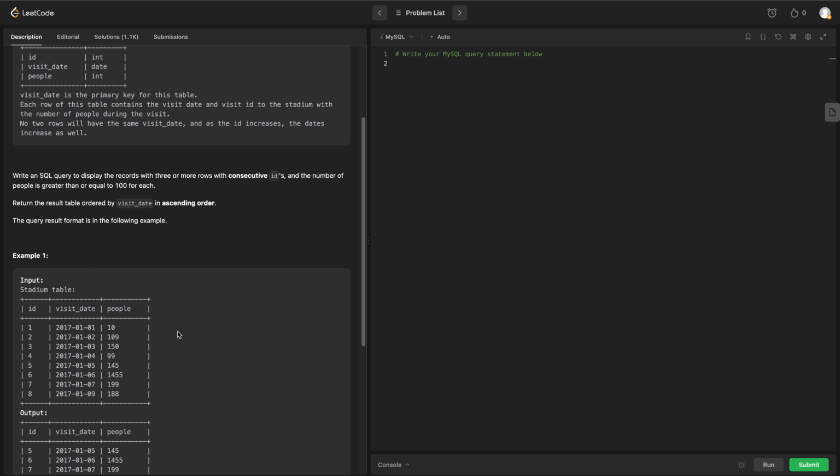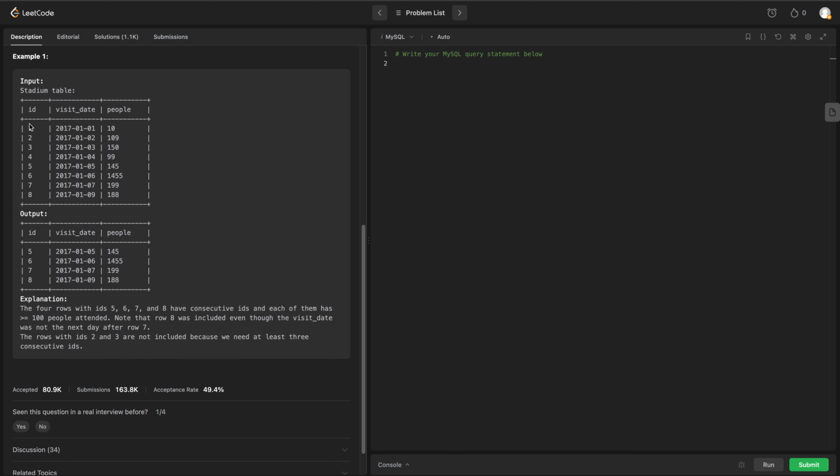Let us understand this problem with one example. If you look at the stadium table here, we got 8 rows with 8 different IDs and 8 different dates and the number of people for each date. If you look at the ID 1, it got 10 people. So 10 is not more than 100. We cannot consider this row. Consider the row number 2, 109. It is more than 100, right?